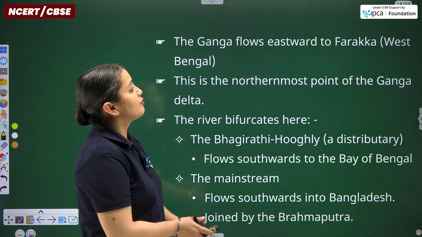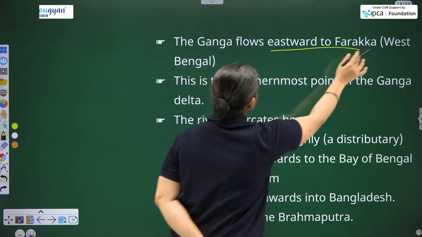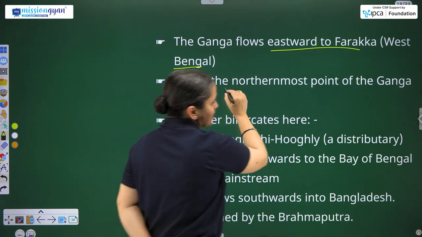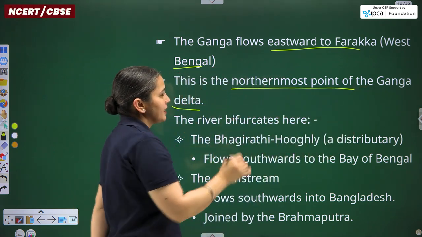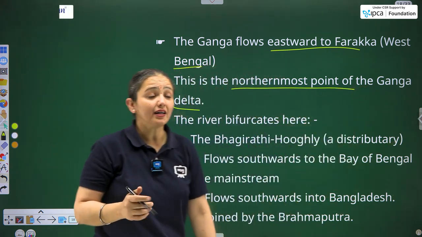Particularly, the Ganga flows eastward to Farakka, a region in West Bengal. Then this is the northernmost point of the Ganga delta. We are talking about Ganga delta.